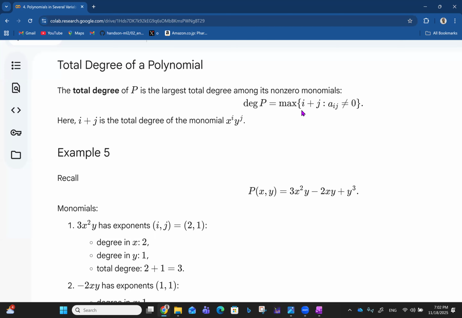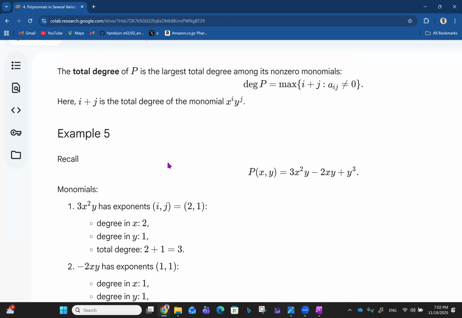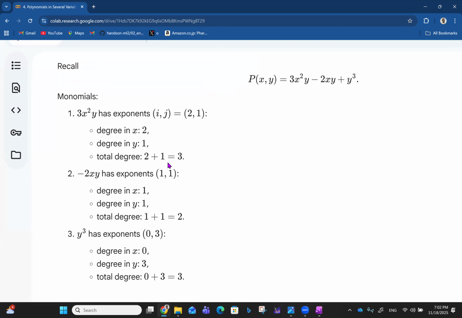So if you add up the values on top of x and y for each one, the biggest of these sums is the total degree of the polynomial. Here, i plus j is the total degree of the monomial x raised to the power i, y raised to the power j. So that takes us to example 5.